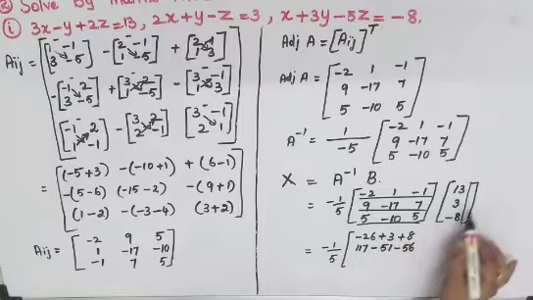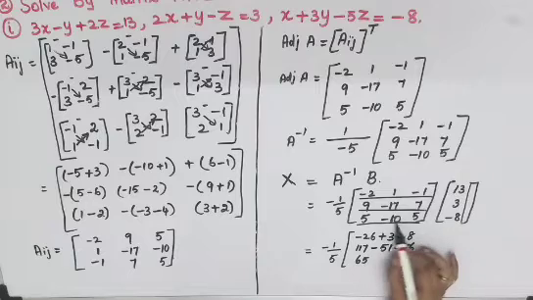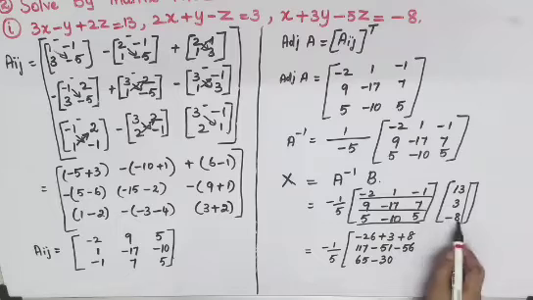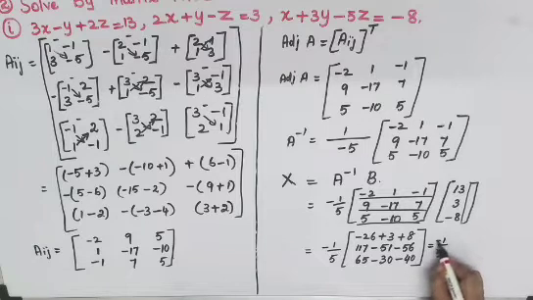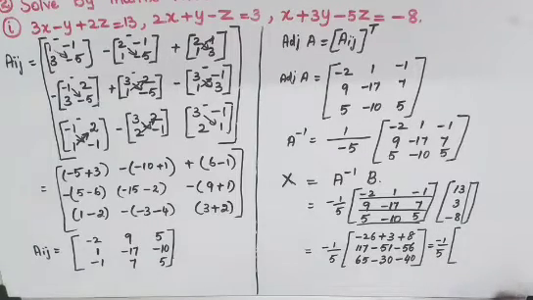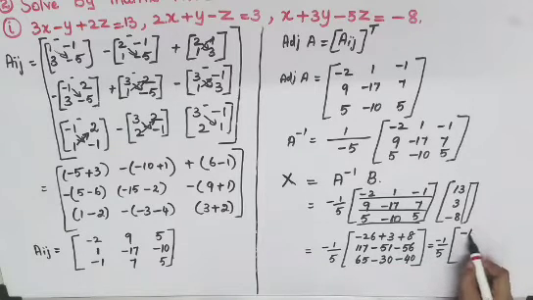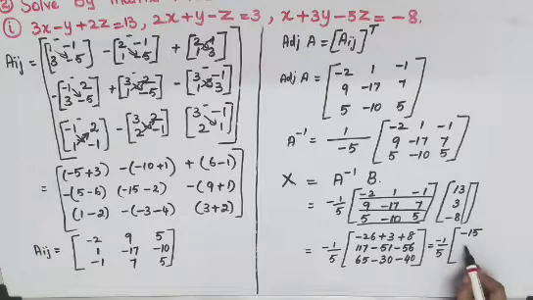Third row in the same column, 5 into 13 is 65. Minus 10 into 3 is minus 30. 5 into minus 8 is minus 40. So which is equal to 1 by 5 with minus, open your bracket, solving you will get minus 26 plus 3 plus 8. The answer will be minus 15. 117 minus 51 minus 56, answer will be 10. 65 minus 30 minus 40 is minus 5.